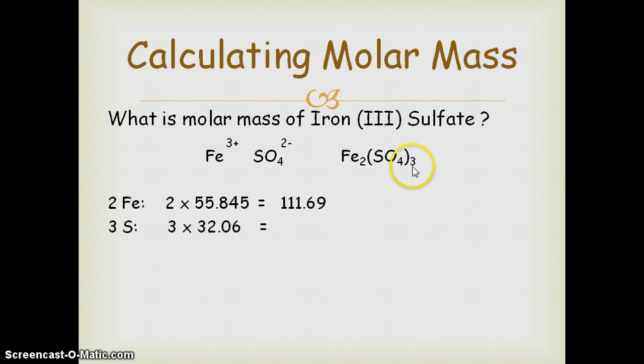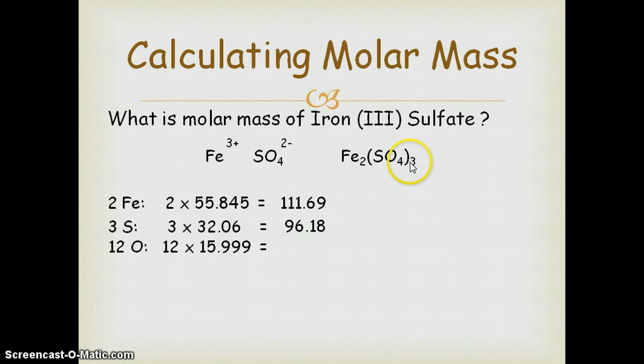and the way that we got this number is the 3 on the outside of this parentheses, remember, applies to everything inside of the parentheses, just like in math. So this 3 applies to the sulfur and the oxygen. So we have 3 times sulfur. So you have 3 times the mass of the sulfur from the periodic table again, and that will give us our total sulfur mass of 96.18 grams.